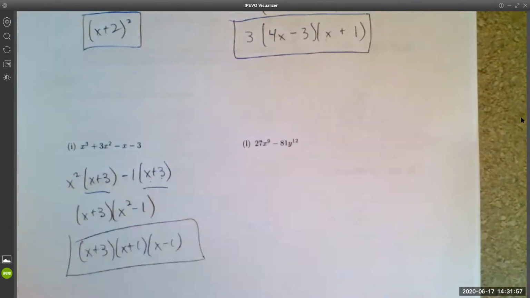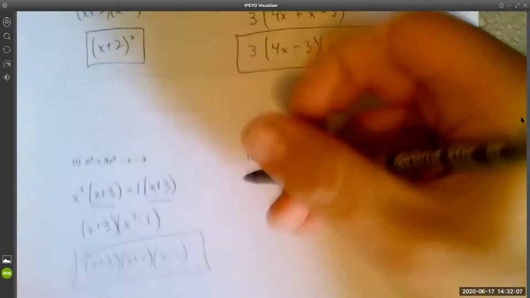Moving on to part L. I can factor out a 9, I think.